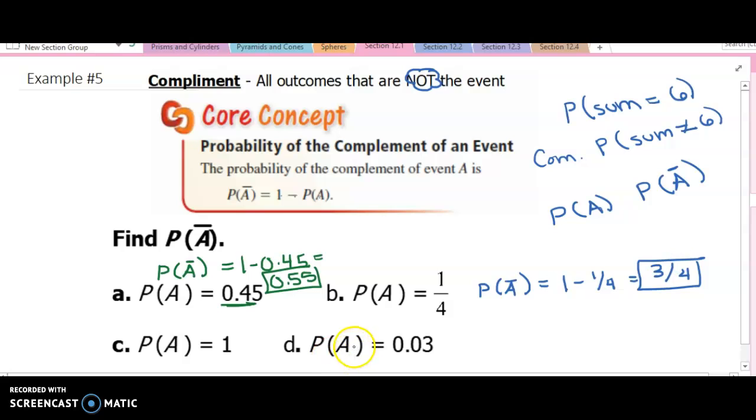Go ahead and do C and D on your own, and then we'll go over them. All right, so if the probability of A is 1, that's 100%. That means the probability of not A is 1 minus 1, which is 0. And over here, if the probability of A is 0.03, the probability of not A is 1 minus 0.03, which is 0.97.